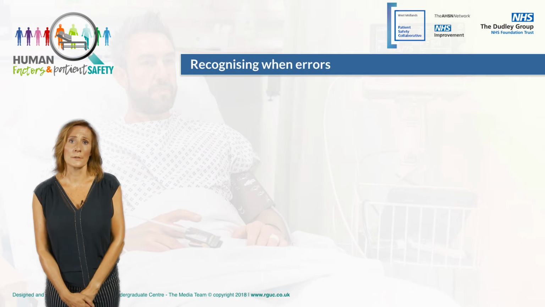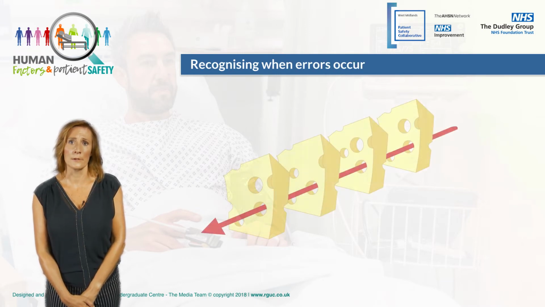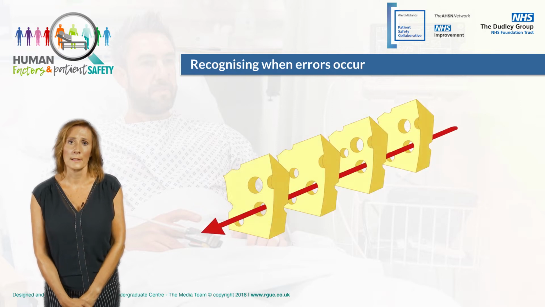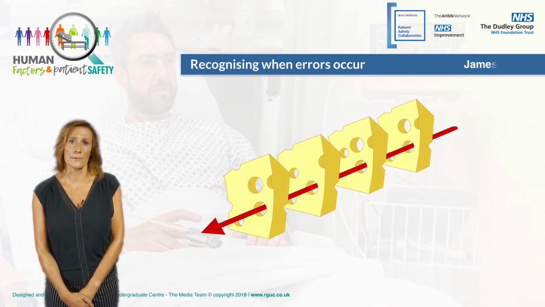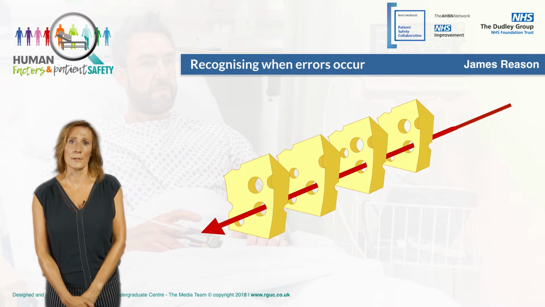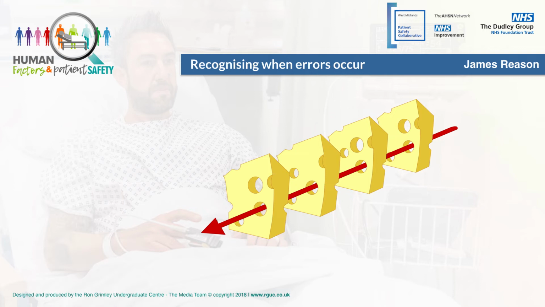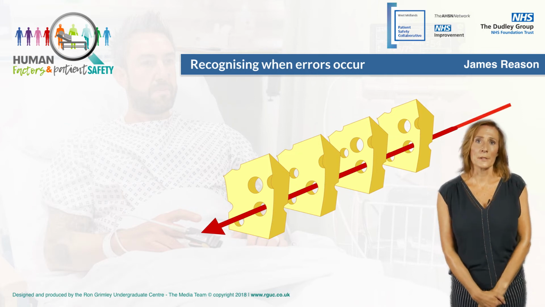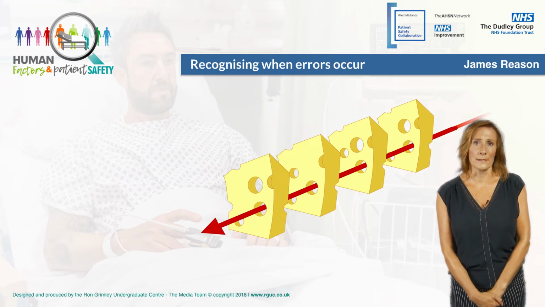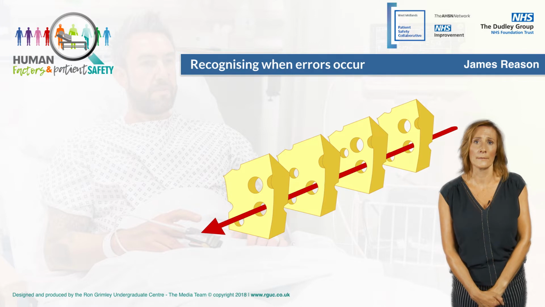A model which is often referred to when looking at where things go wrong is the Swiss cheese model of accident causation. This model was put together by James Reason, a professor of psychology at Manchester University, and was published in 1990. The concept is that there are multiple layers of defences or barriers, which are represented by slices of cheese in the majority of complex systems, including healthcare.